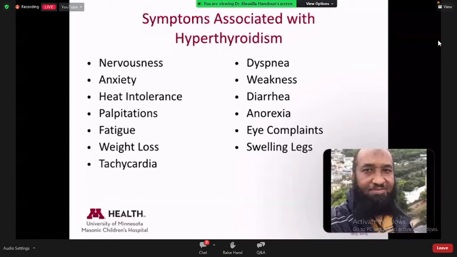But generally speaking, in common clinical practice, you're just going to see a young female, a teenager, who is just nervous and has palpitations, cannot sleep, has weight loss, and tachycardia on exam.